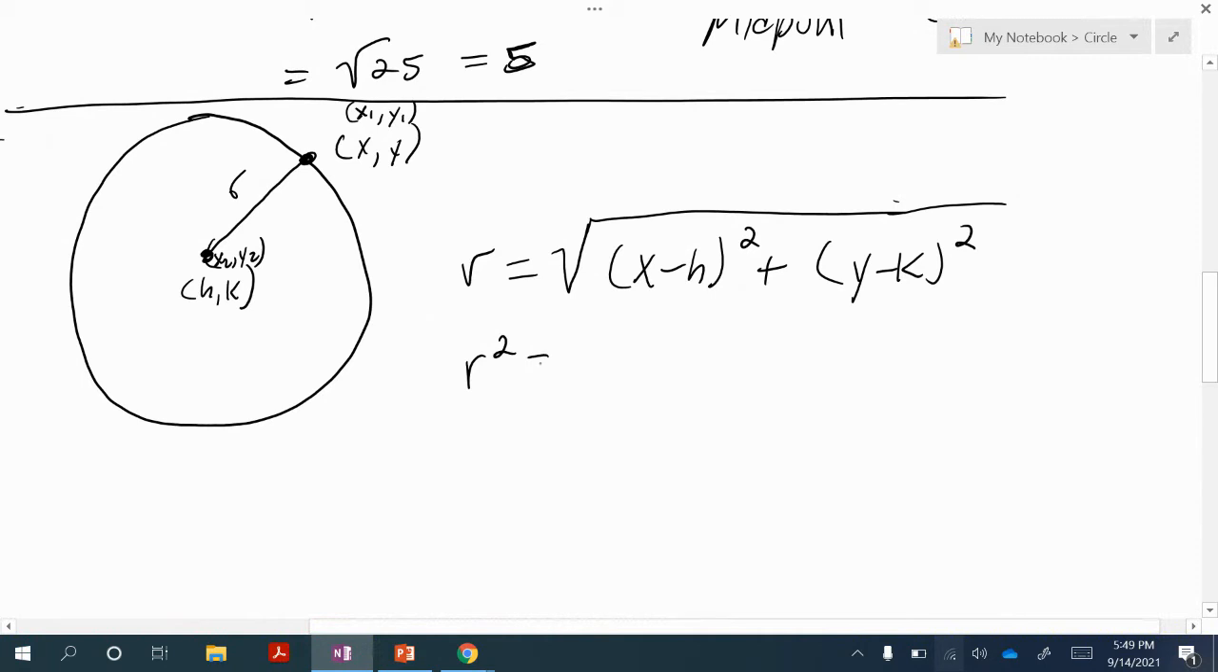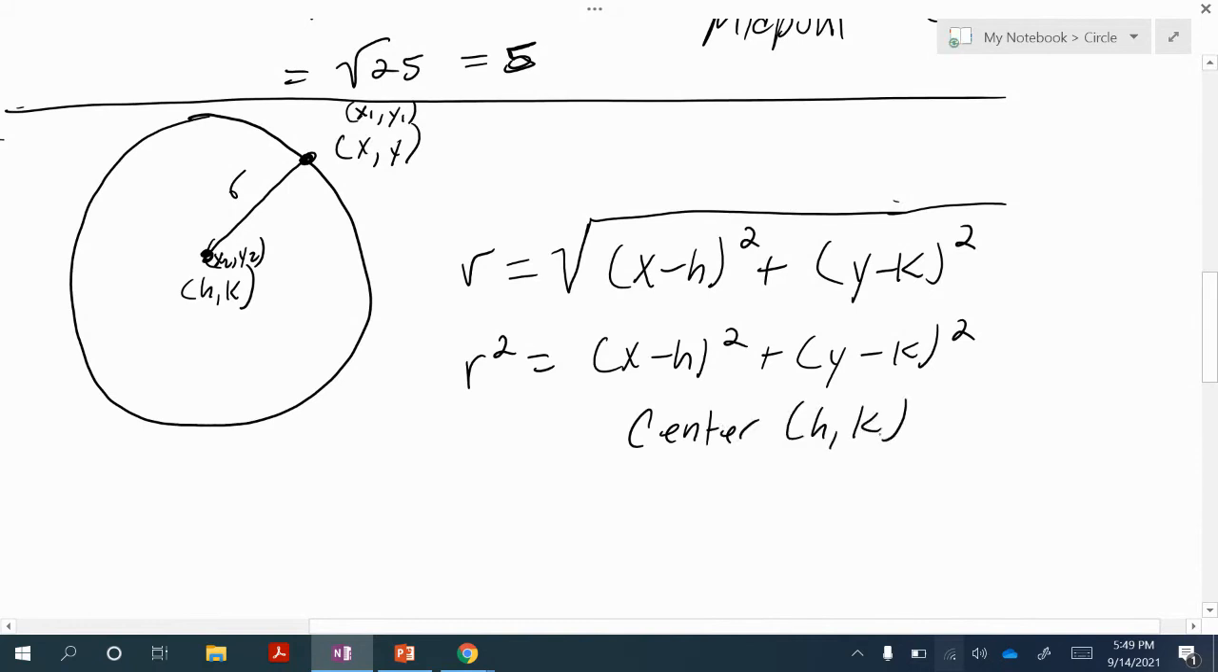And if we square both sides, we square r, we get r squared. If we square the square root, the square and square root cancel, and out pops the center radius form. The center is h comma k, and the radius is equal to r.